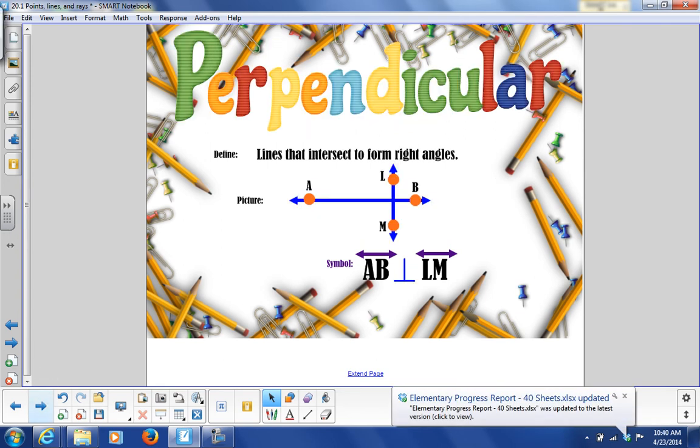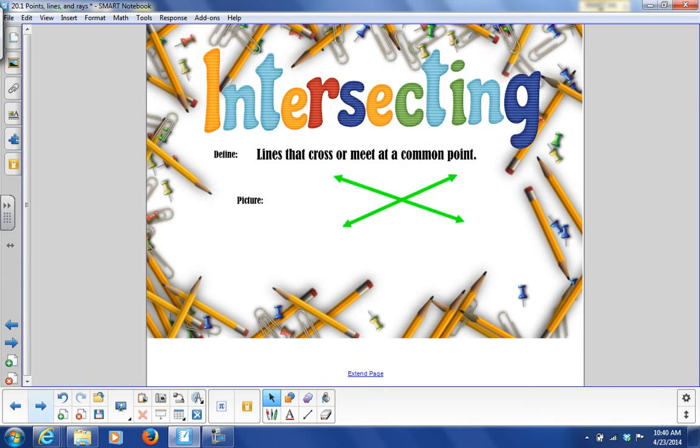All right, perpendicular lines, they cross, but they cross and form right angles, okay, which are 90-degree angles. We'll be talking about angles here this week as well. Okay, so perpendicular lines are lines that go up and down and across, and they make a right angle right here. Okay. All right, and let's see, intersecting lines cross at any point. Okay, it could be crossing here, it could be crossing there. They don't have to make right angles.